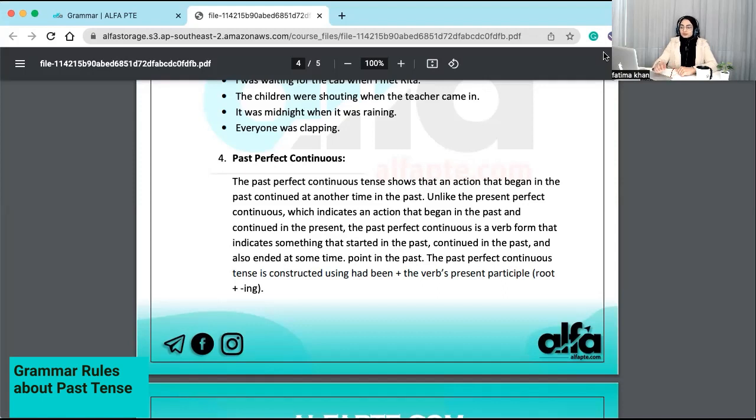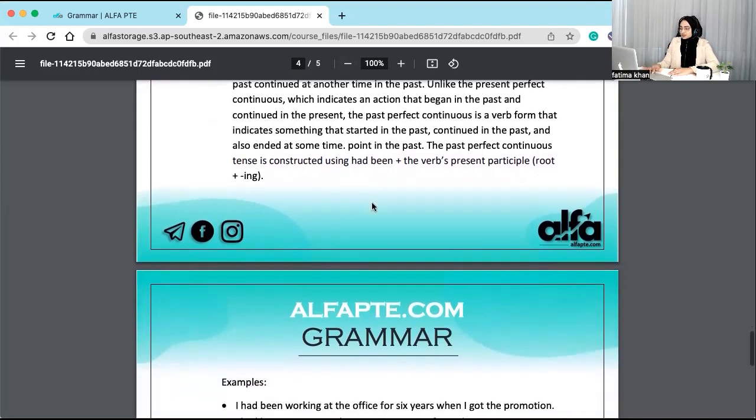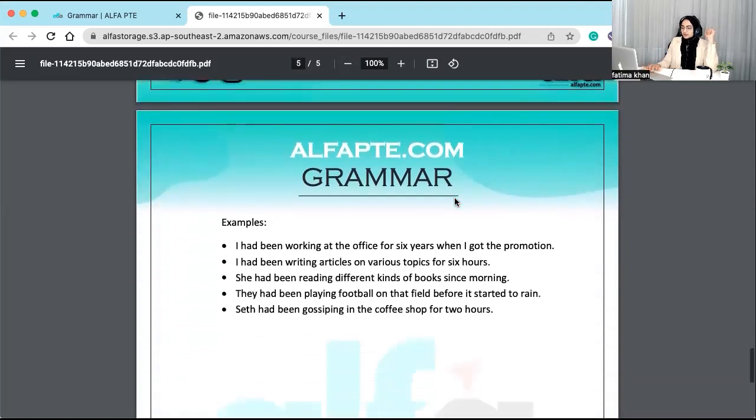Okay. So see, past perfect continuous tends to show that an action that began in the past continued at another time in the past, unlike the present perfect continuous, which indicates action that began in the past and continued in the present. The past perfect continuous is a verb form that indicates something that started in the past, then it ended at some point in the past only, that action. For example, I had been working in the office for 6 years when I got the promotion. I already have the promotion, so that working in 6 years is finished.